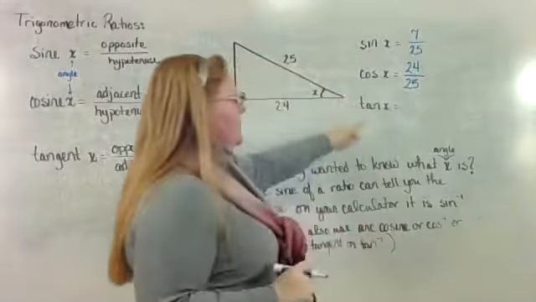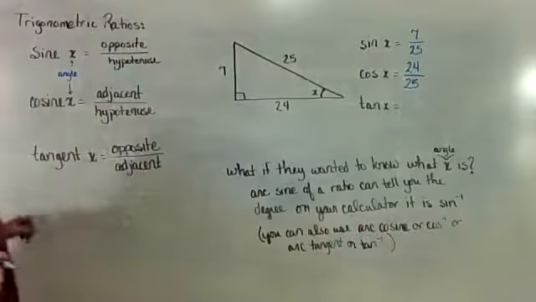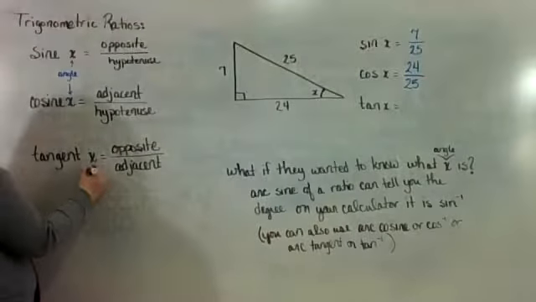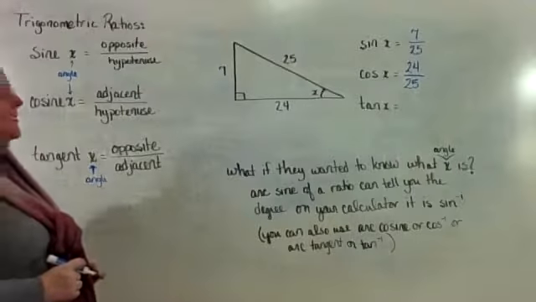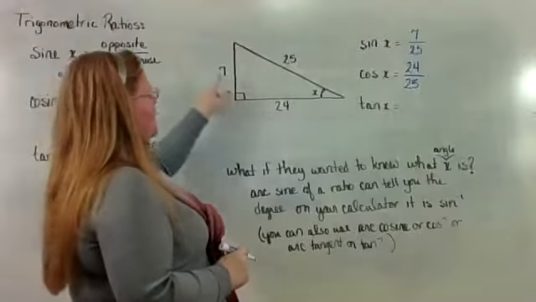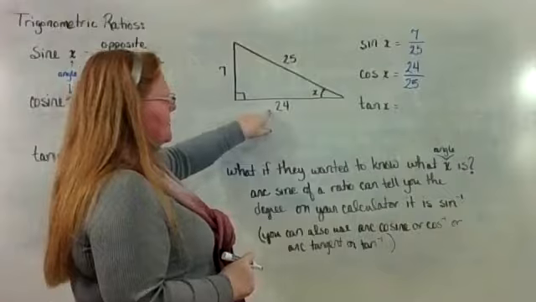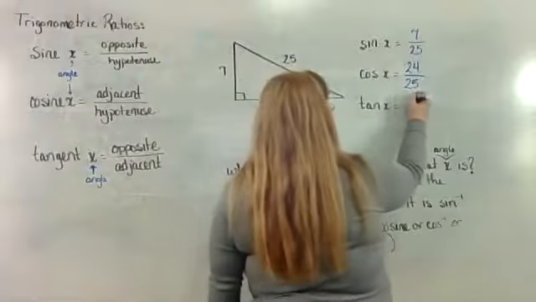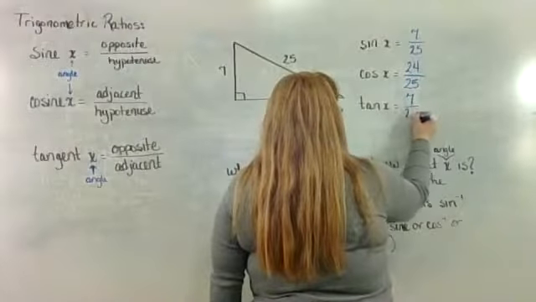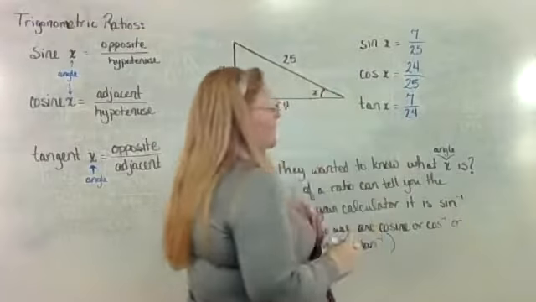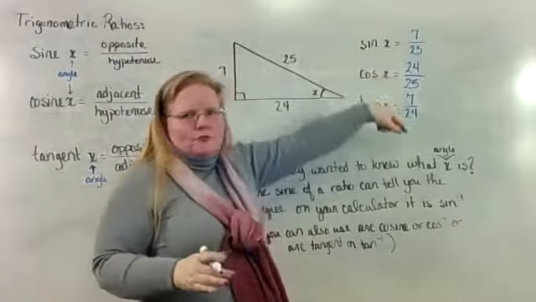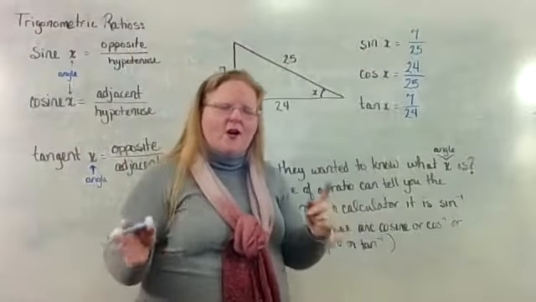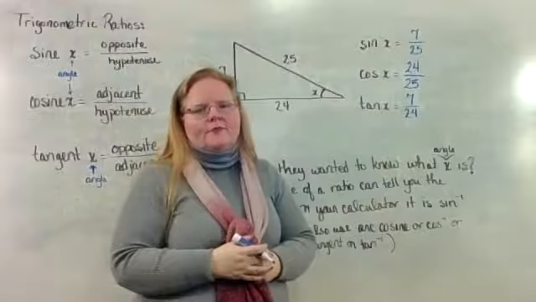And then the tangent of x, once again, x is our angle, is talking about the opposite side over the adjacent side. So my opposite side is 7, and my adjacent side is 24. So it's going to be 7 over 24. Now, you can look at a triangle and you can get those. That's about a third of the battle for today.